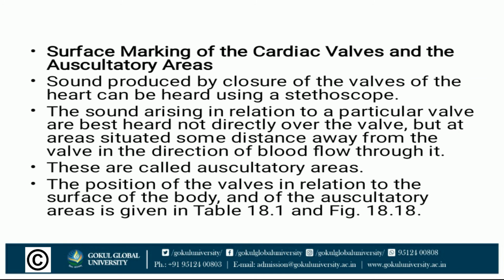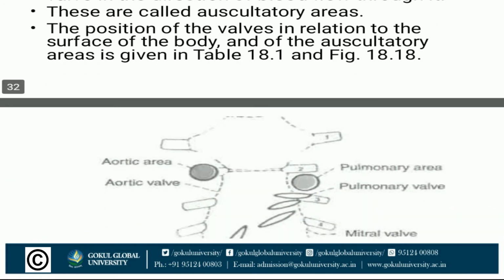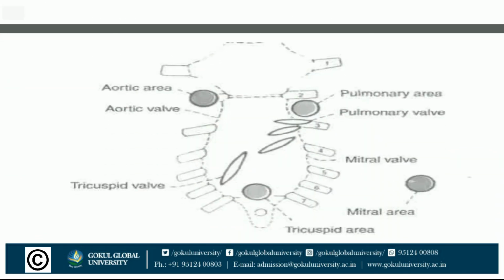This is important: the position of the valves in relation to the surface of the body and auscultatory areas, that we will see in the diagram and table. In this diagram you can see auscultatory areas. First, aortic area, due to aortic valve. Pulmonary area, pulmonary valve. At least you have to remember this: aortic, pulmonary, mitral and tricuspid area, for your practice.